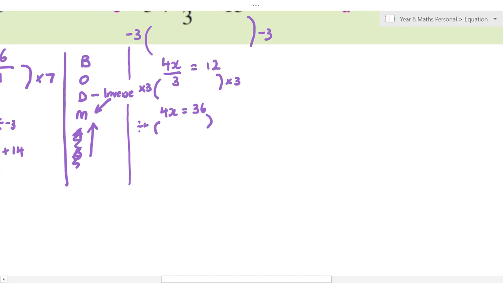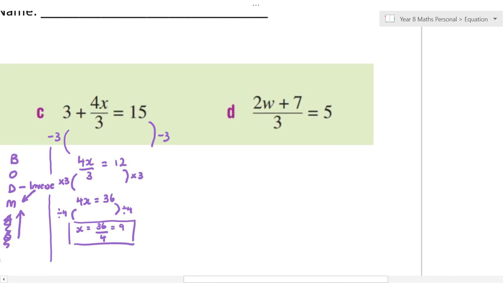Good. So you're dividing the left-hand side by 4, which is the inverse of timesing by 4. That's going to be x, and 36 divided by 4, which is equal to 9. Very good. 9 is your answer. Well done. Okay, I'm going to leave that up there for those that are finishing that.